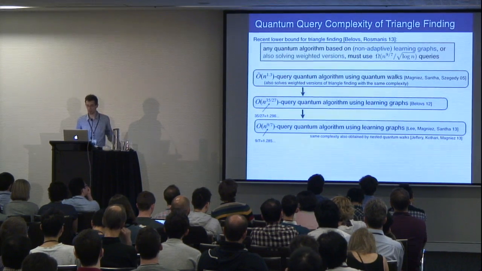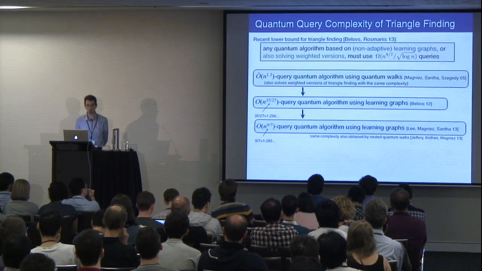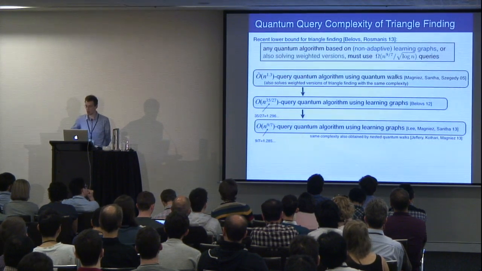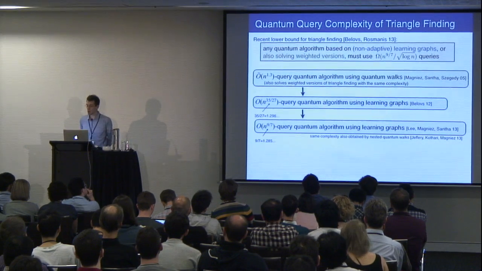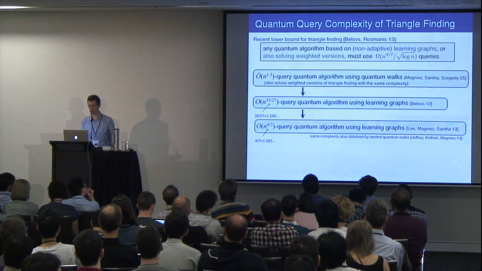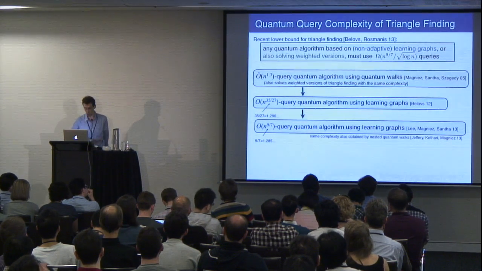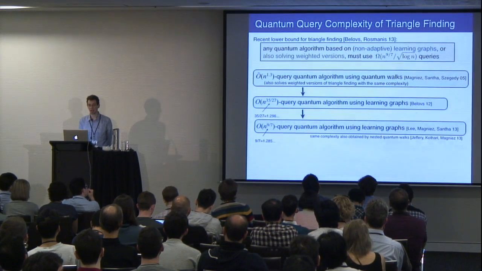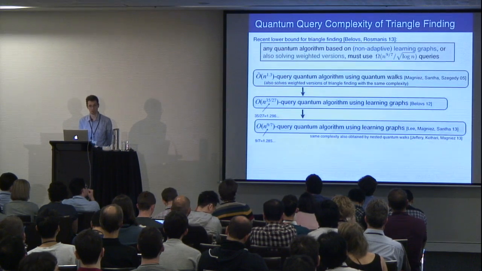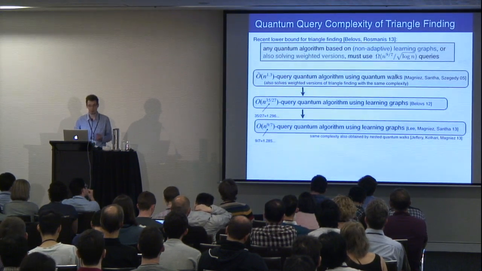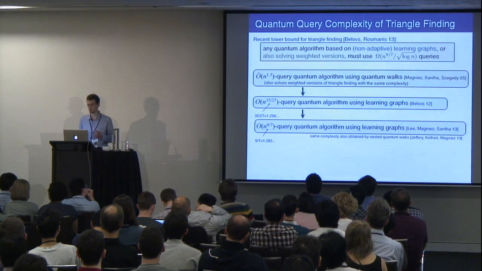And recently a lower bound has been shown. Belovs and Rosmanis have shown that any quantum algorithm based on non-adaptive learning graphs, like these 2 algorithms, or any quantum algorithm also solving weighted versions of triangle finding, like this algorithm, must use essentially n to the 9/7 queries. This means that if you restrict yourself to non-adaptive learning graphs, you cannot do better than 9/7.